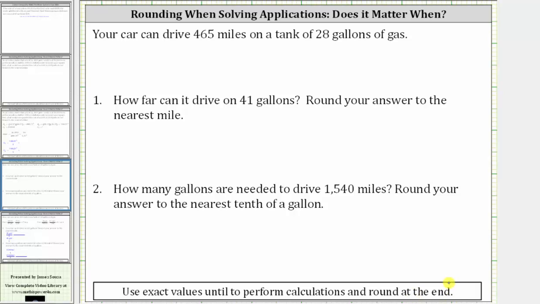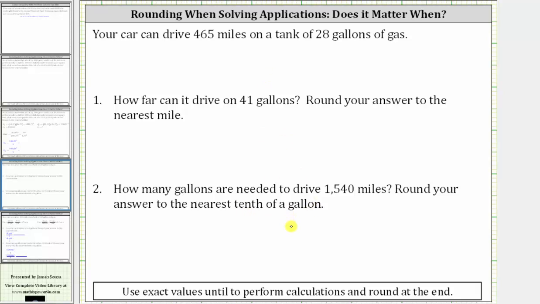For this problem, your car can drive 465 miles on a tank of 28 gallons of gas. Number 1, how far can it drive on 41 gallons? Round the answer to the nearest mile. Number 2, how many gallons are needed to drive 1,540 miles? Round the answer to the nearest tenth of a gallon.